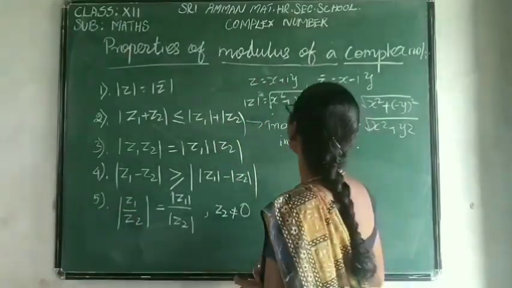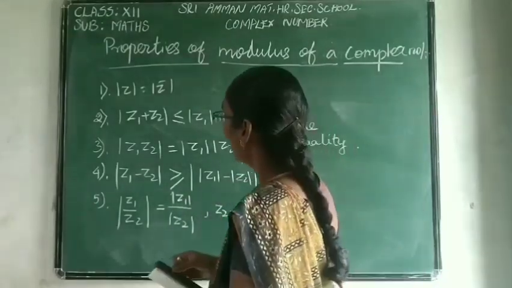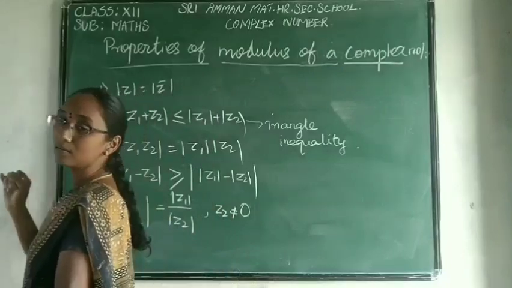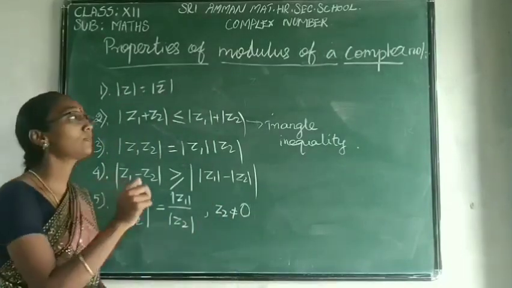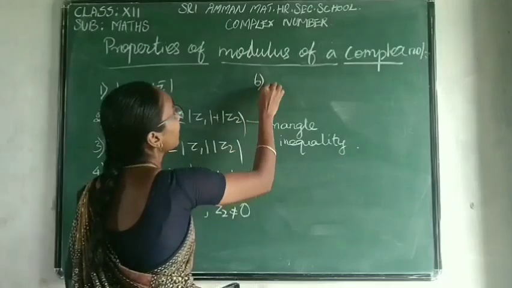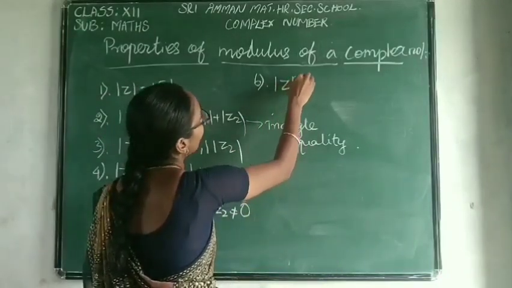And then the sixth property. Addition, multiplication, subtraction are finished. Next one, power. What is this? Power: modulus of z power n.